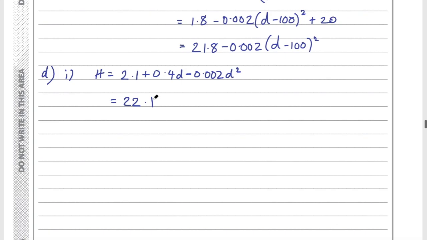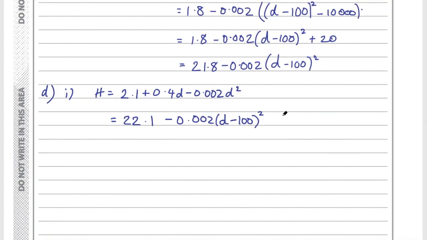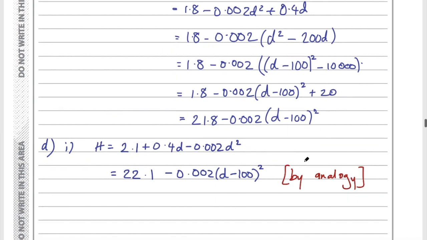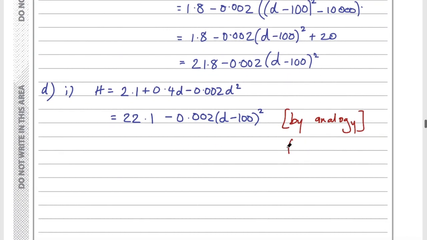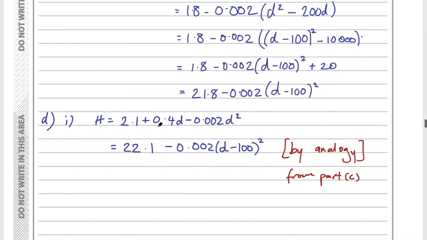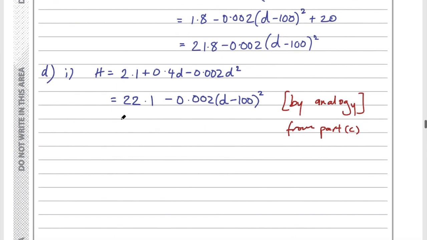2.1 plus 20 is 22.1, and then we'd have the same thing on the end, so we'd have minus 0.002 (d minus 100) squared. That's all that changes, and if you need to do some reasoning, you can just say by analogy. By analogy means that you've already answered these steps in the previous question, or you could say from part C. So that explains how you get to that step from this first equation.